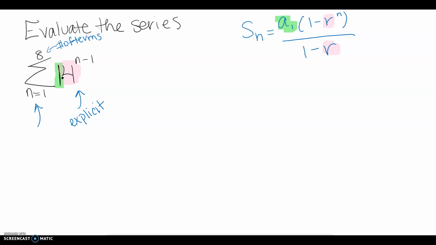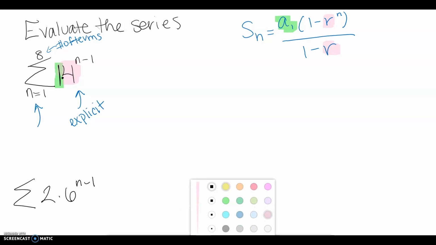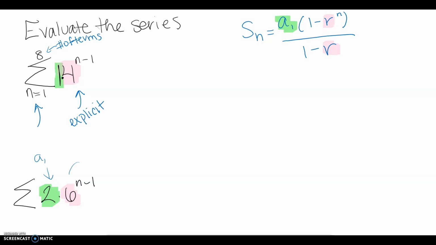Just a little side note, if it looked like this, our first term would be 2, and our ratio would be 6. So this is a of 1, and this is our ratio. So we are given everything already to do this.